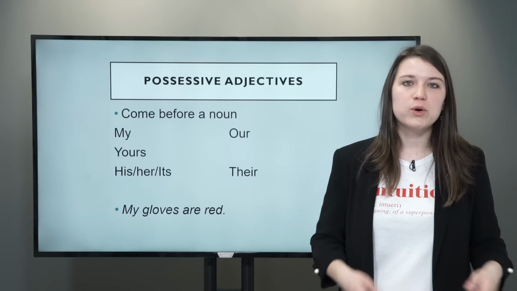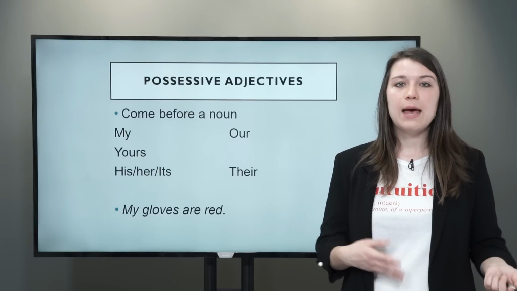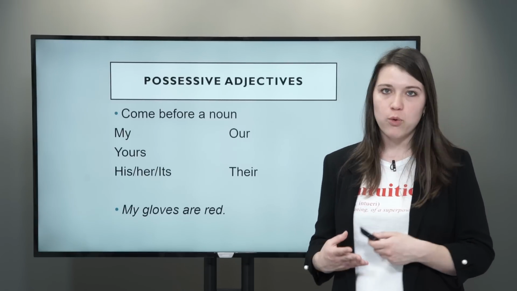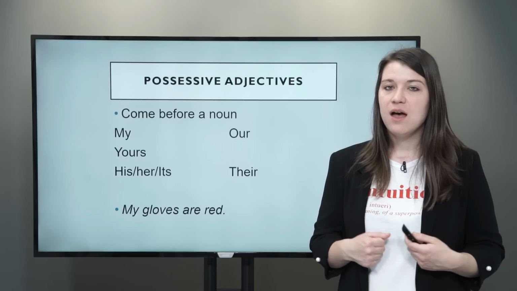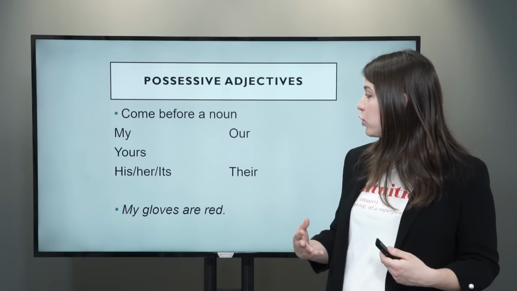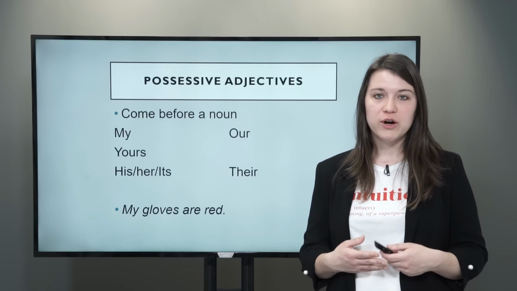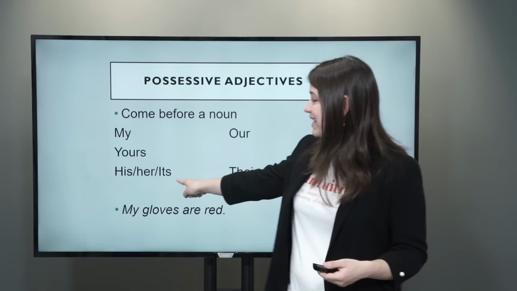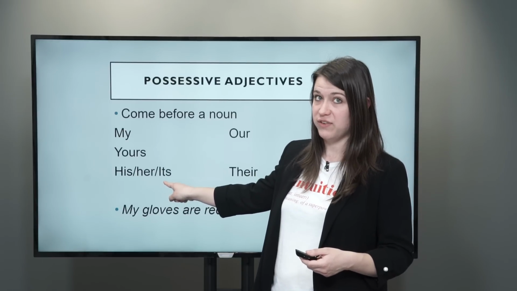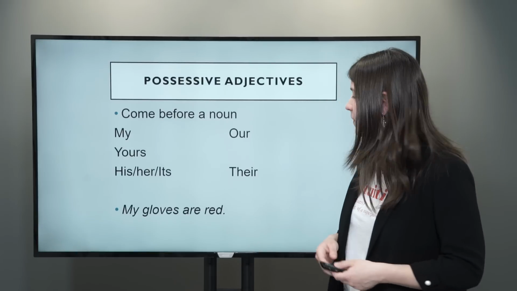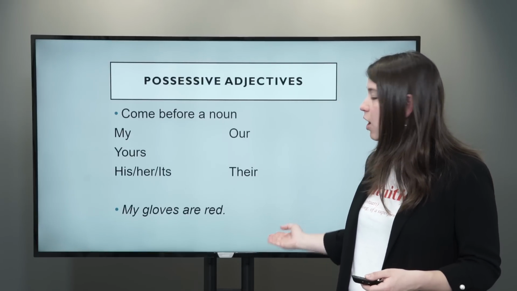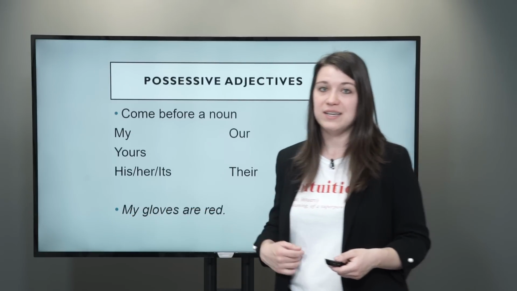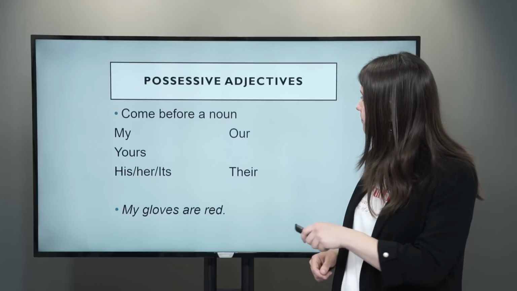Okay, and finally, we're going to look at possessive adjectives and possessive pronouns. So we use possessive adjectives before the noun to show possession. Okay, and they are my, your, his, her, its, our, and their. Okay, so you'll notice this its here does not have an apostrophe. This is a possessive adjective. All right, for example, my gloves are red. So the noun is gloves and the possessive adjective is my because they belong to me.